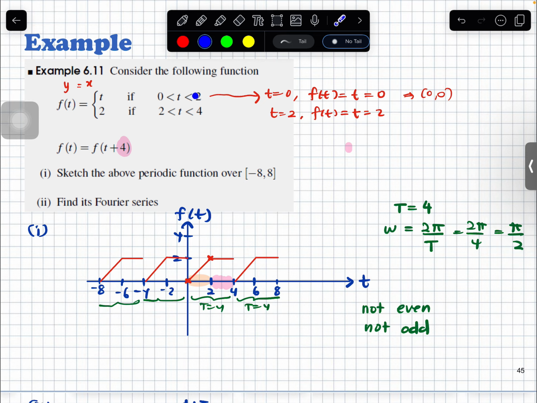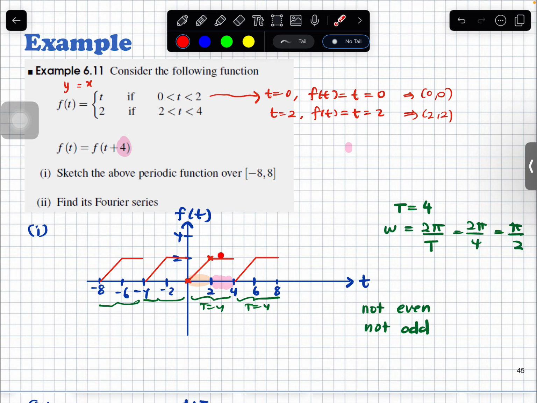Okay, and then for the upper bound, we substitute 2. When t equals 2, f(t) equals t, and since t is 2, f(t) equals 2. So the next coordinate we obtain from this substitution is (2, 2). Then you plot (2, 2) on the graph. Remember that we need a straight line, so you just take a ruler and make a straight line to connect both points.